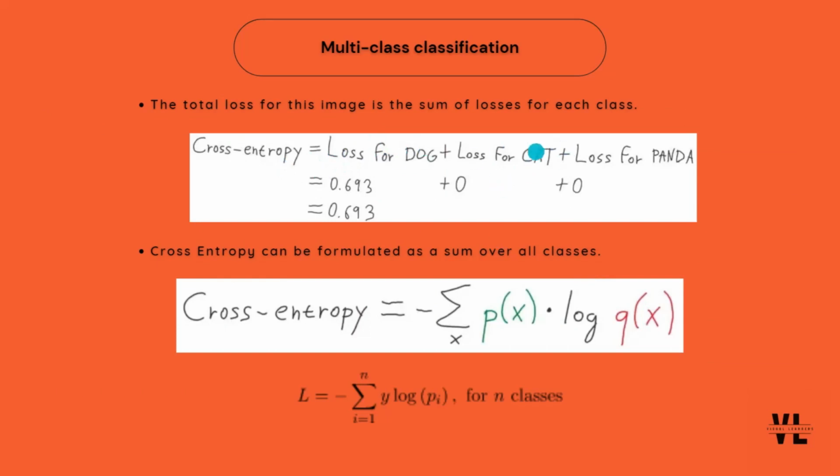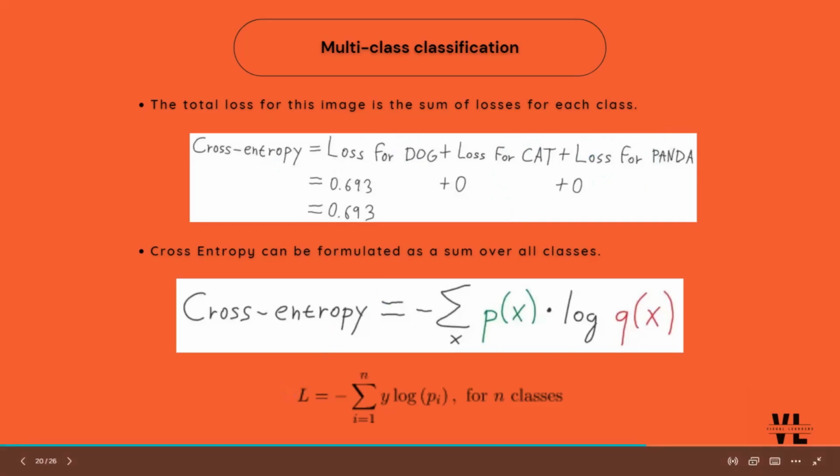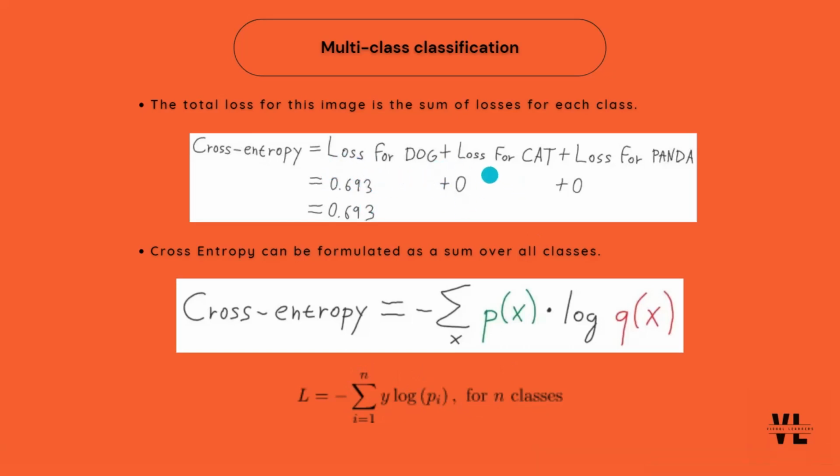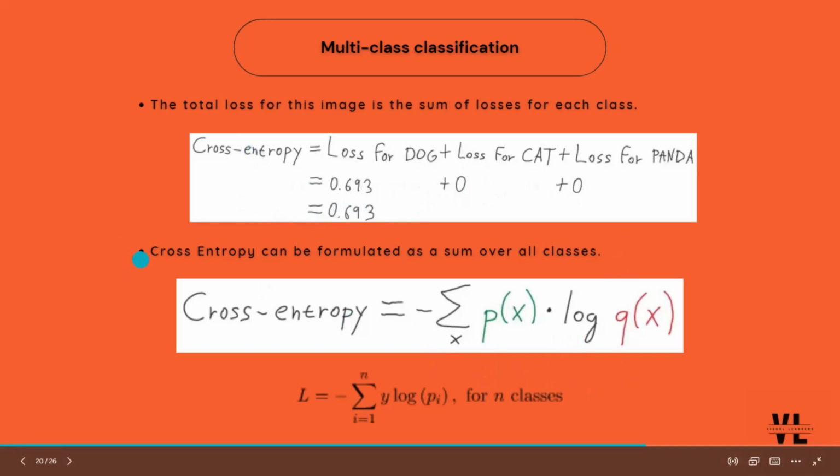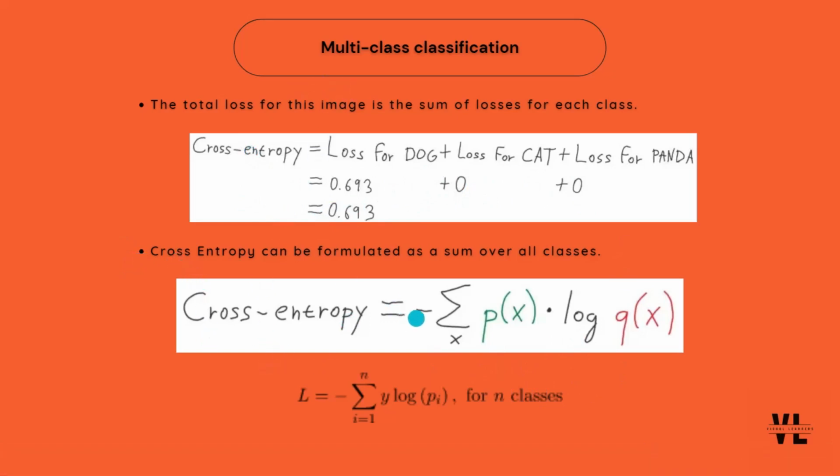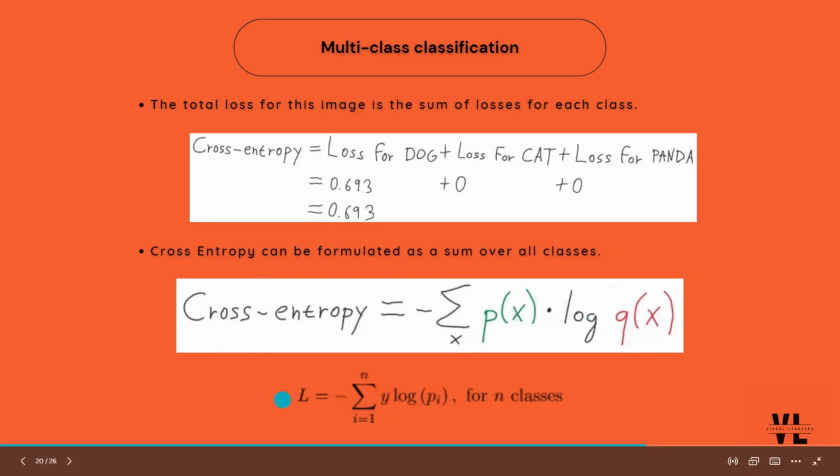Once we calculated the loss for each class, the formula for the cross entropy tells us that we must compute the loss for each class first, and then we have to take the summation over the n classes. So we have to take the summation of 0.693, 0 and 0, and finally we have 0.693 as the loss for all of the classes. So we can formulate the cross entropy by applying the summation over classes x of p of x log of q of x. Or if you use a different notation, or when you read books, they might use this preferred notation, but it's basically doing the same thing.